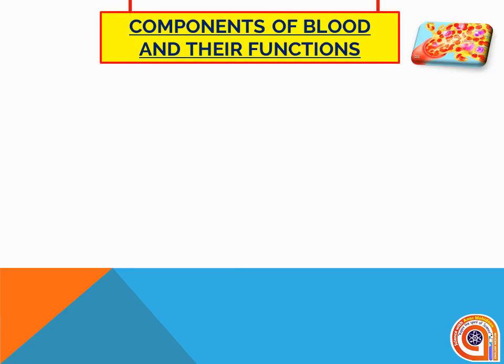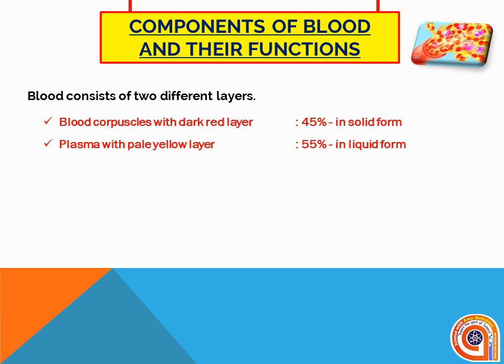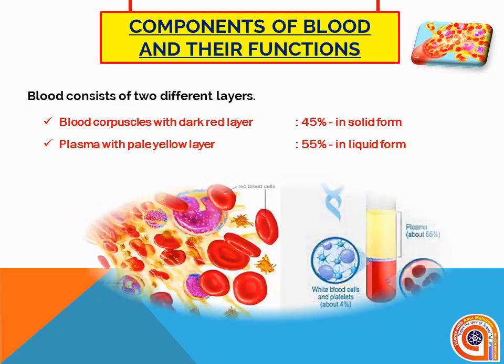Components of blood and their functions. The components of blood could be divided into two major parts. So the blood consists of two different layers. They are the blood corpuscles and the blood plasma. Blood corpuscles are dark red in color and they exist at 45% in solid form. And blood plasma is in pale yellow color at 55% in liquid form.